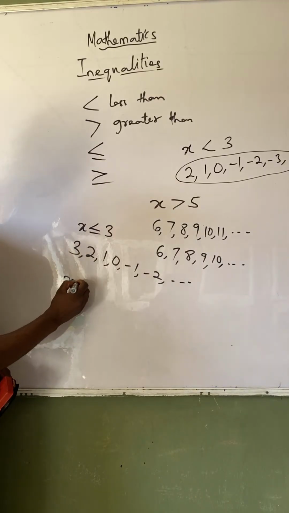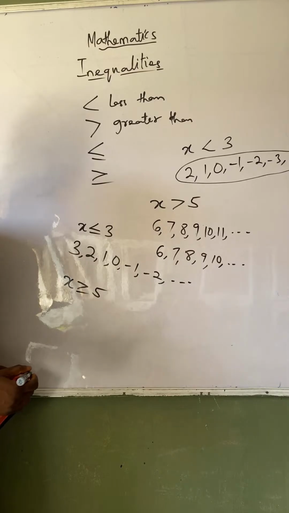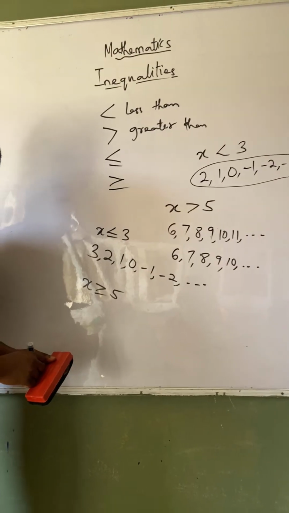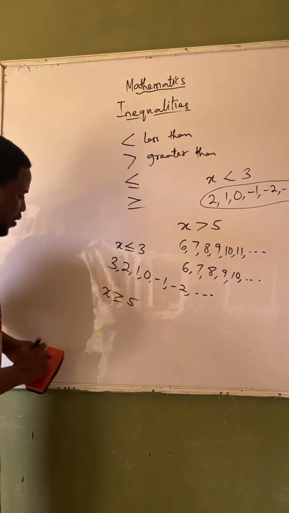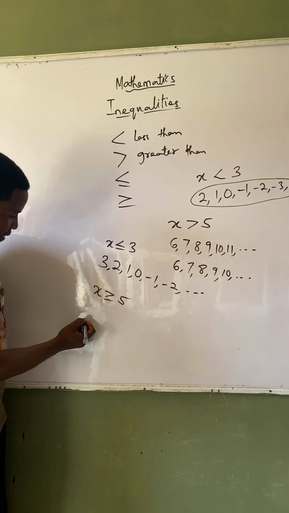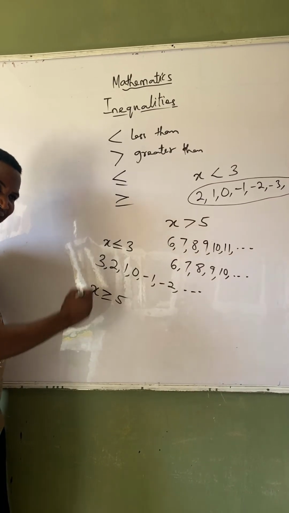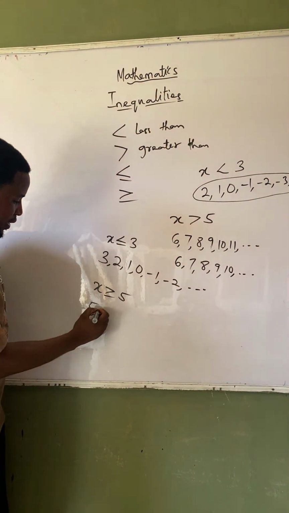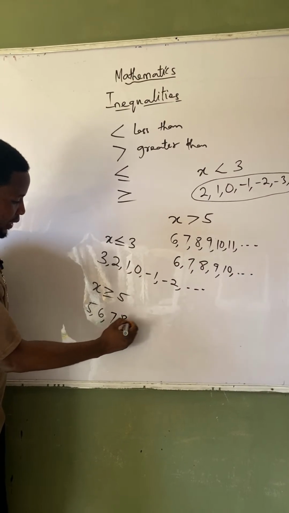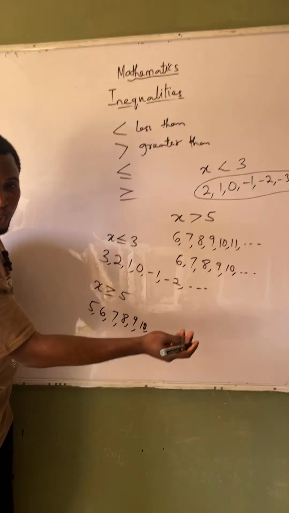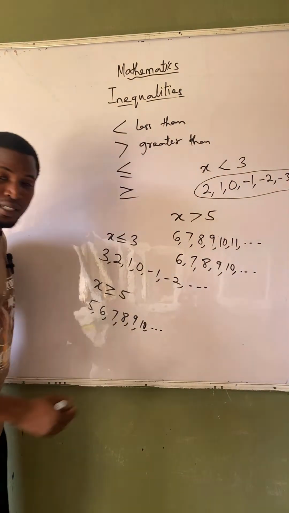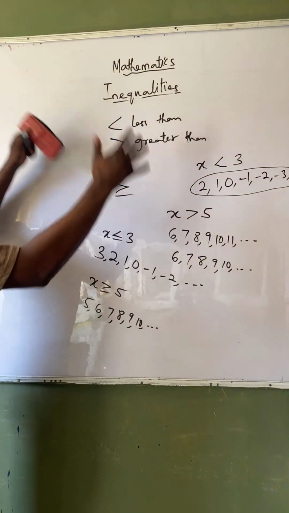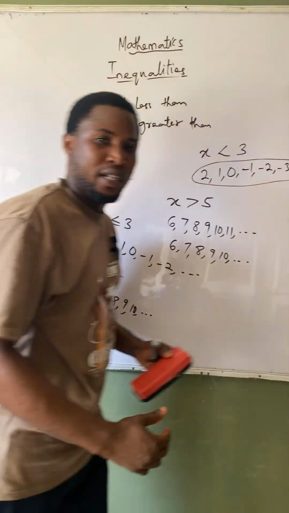Now, if I want to say x is greater than or equal to 5, that means 5 is inclusive. Now that 5 is there in the numbers, because it's not only greater, it is also up to the 5. That means we have 5, then we have 6, 7, 8, 9, 10. Then I don't know where I'm stopping because it's still greater than 5, so I'm going to represent that with my suspension points. So this is some of the things we want to be looking at today. You must first of all understand this concept before we move to problems in inequalities.